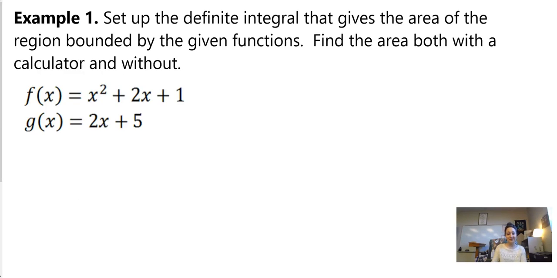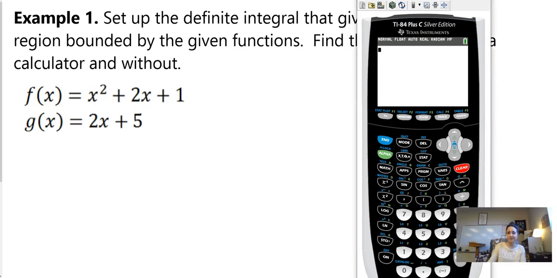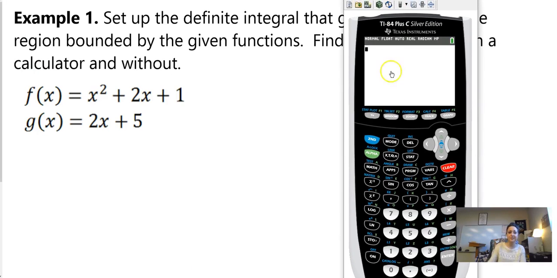All right, we're back. So let's try some all the way through. It says set up the definite integral that gives the area of the region bounded by the given functions, and then find the area both with the calculator and without. So let's go ahead and start with the calculator. You can just look at my calculator commands here, and then we'll work it by hand together as well.